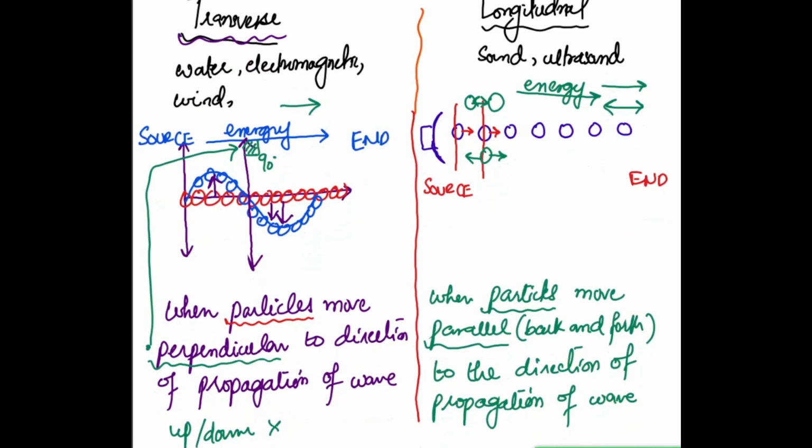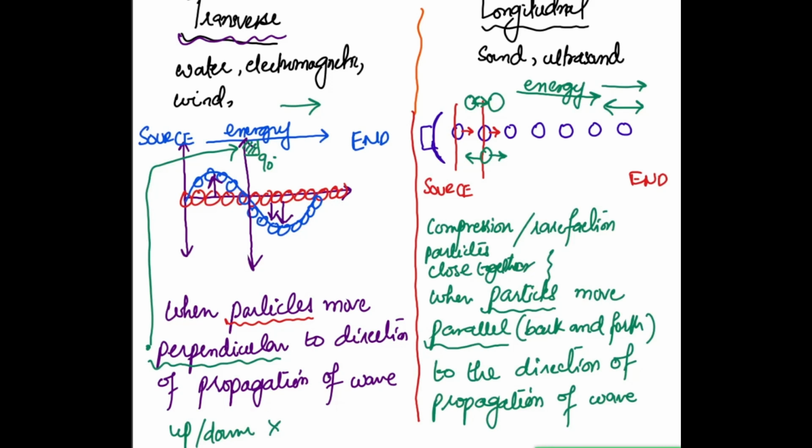Now let's try to figure out what are the two phases of a sound wave or longitudinal wave. One is a compression phase and one is a rarefaction phase. As the name suggests, in compression, particles are close together, they are tightly packed.